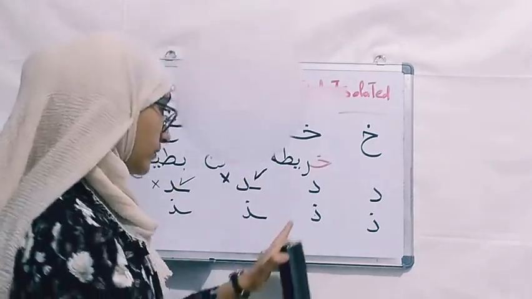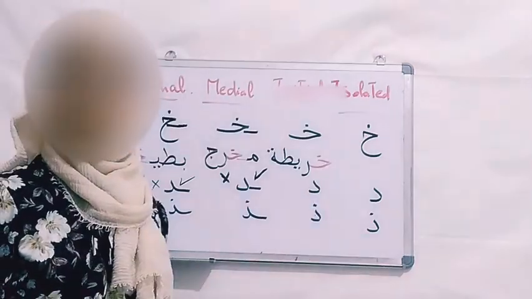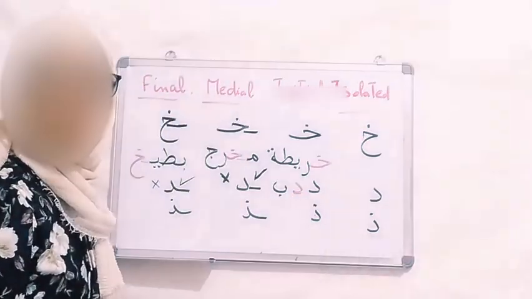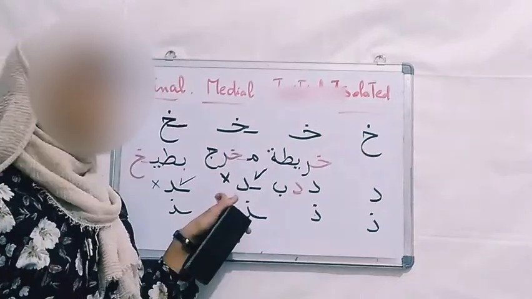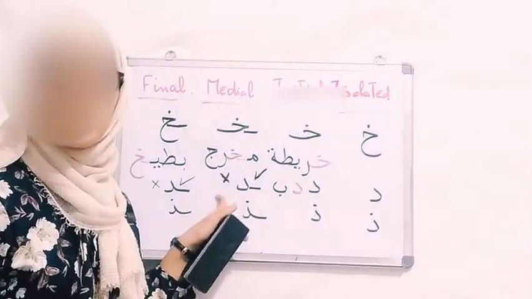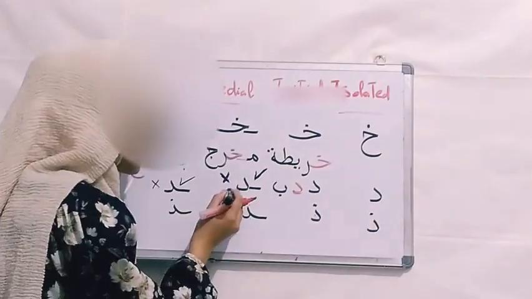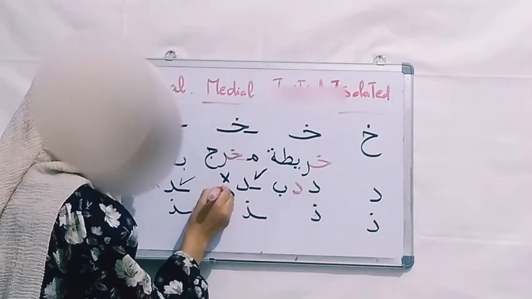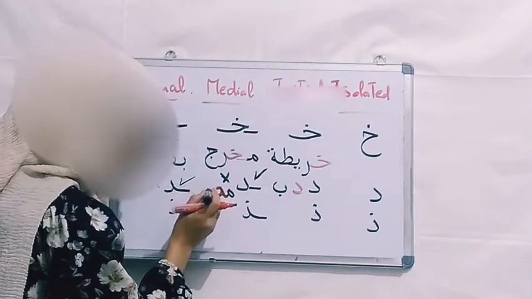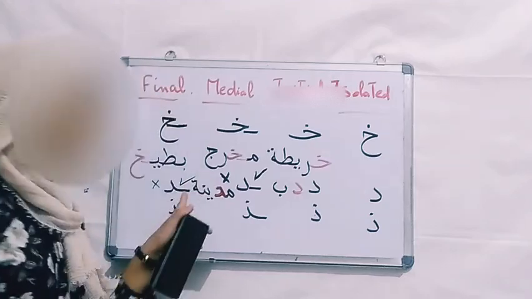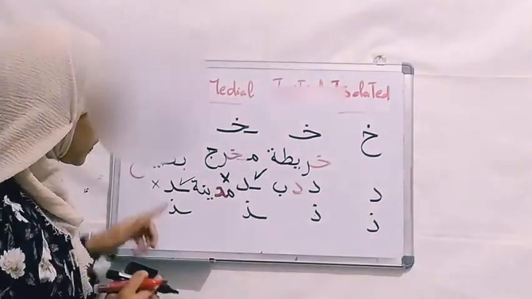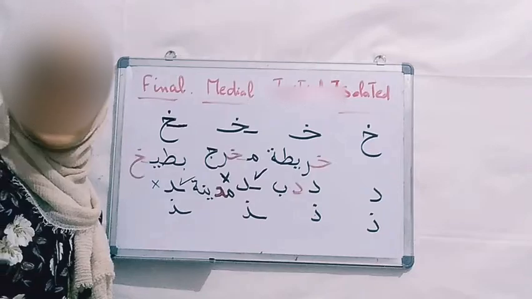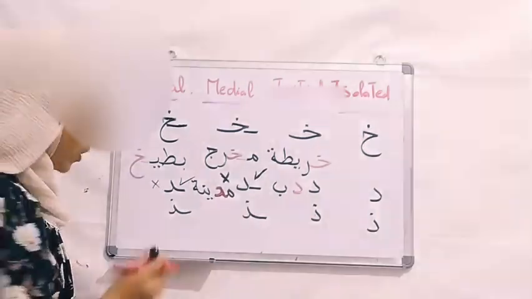So we have an example. For example, in Dal, we have dub. See it well? Dub. Okay. In the middle form, we have Medina, means city, Medina. So it needs to be connected before, but it doesn't connect after. Medina means city. You see? And in the final form, wajada means he found. Wajada.